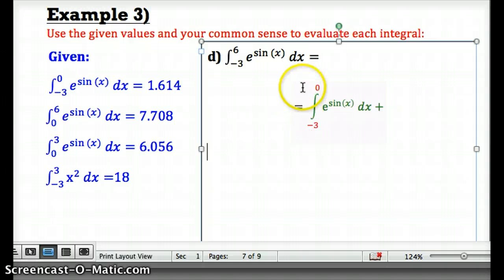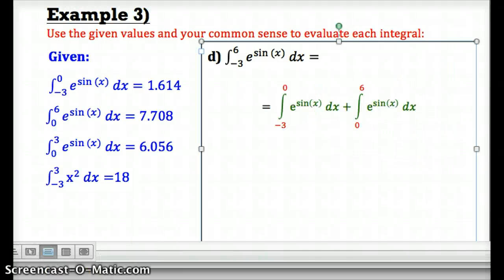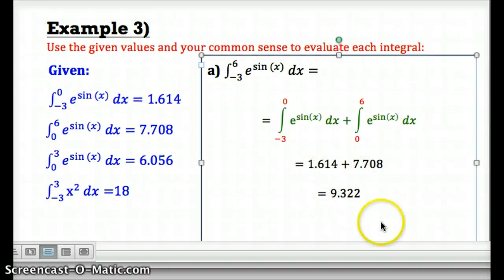Well, if I want to find the area from -3 to 6, and I know the area from -3 to 0, I just need to add another integral. What integral would I need to add? Exactly, I'd need to add the integral from 0 to 6 in order to complete the entire interval. From -3 to 0, from 0 to 6, all together makes from -3 to 6, again of the same function. The good news is I actually know the numerical value of this one as well, so the rest is a piece of cake. I add the known values and get my numerical answer for the entire interval.